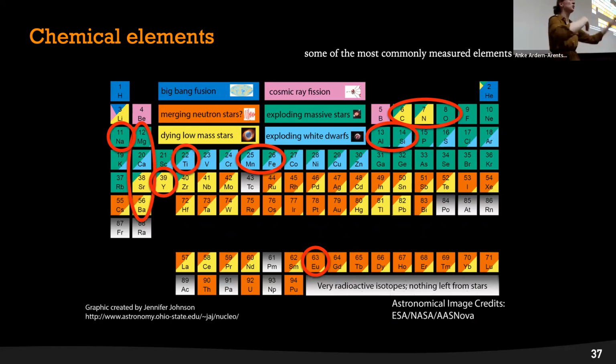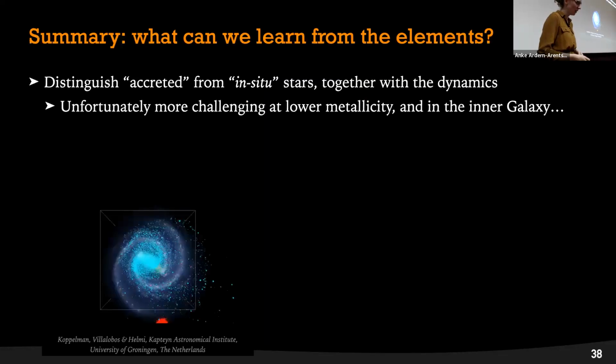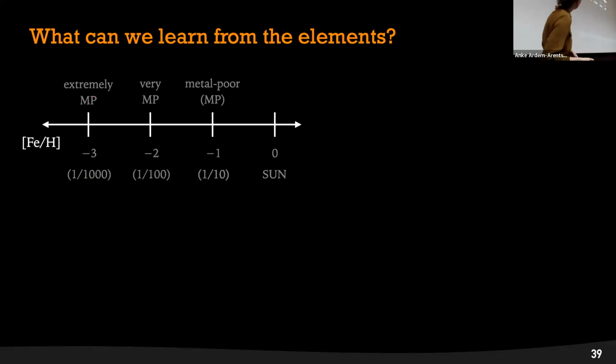If you can take ratios of the different elements, you get a certain timeline. But it's not important to really grasp the details of it. It's just the idea that you have stars from different channels producing on different timescales. Let me skip this one. That was a summary slide if I didn't have time, but I do have time, so I'll go over it in a bit more detail.